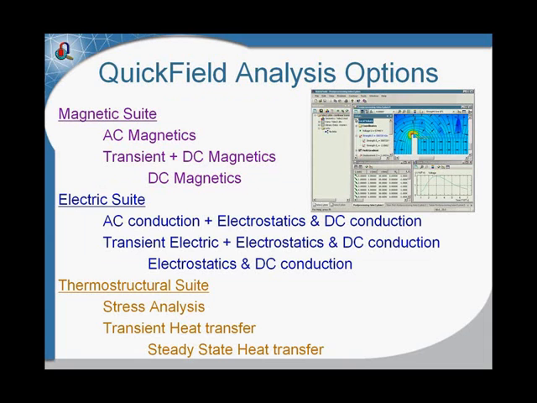QuickField is a finite element package with a very wide set of analysis options. This slide shows possible types of analysis in QuickField 5.8. It includes three groups of analysis: magnetic suite with AC, DC and transient magnetic formulations, electric suite with AC and DC conduction, electrostatics and transient nonlinear electric analysis. We also have thermostructural suite with static and transient heat transfer and stress module.